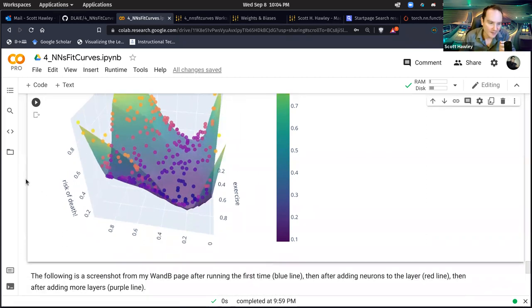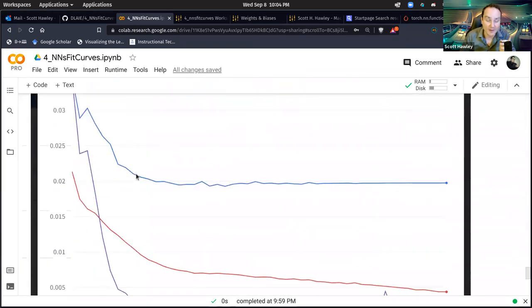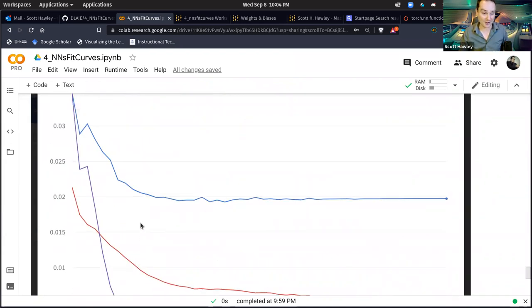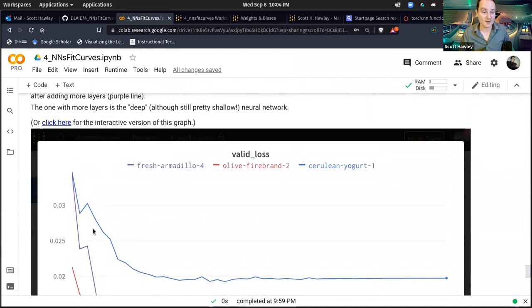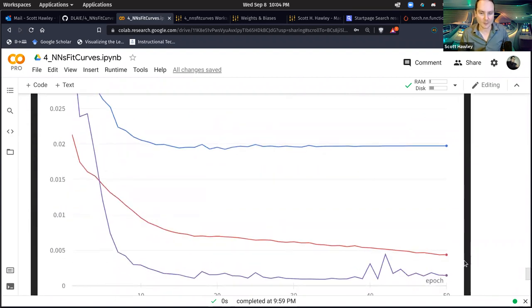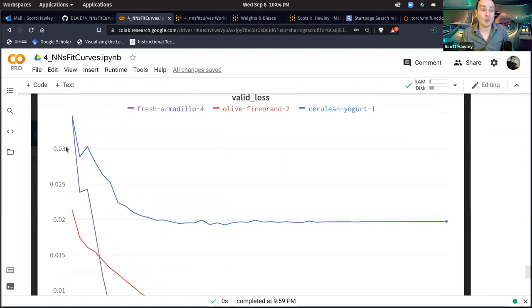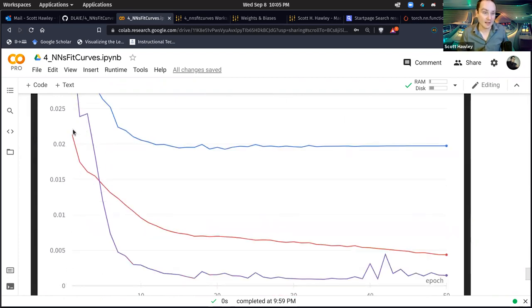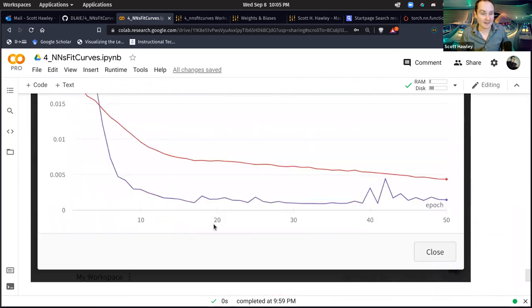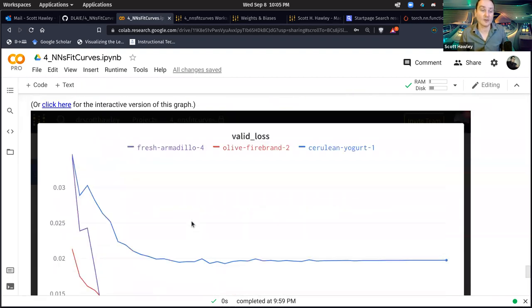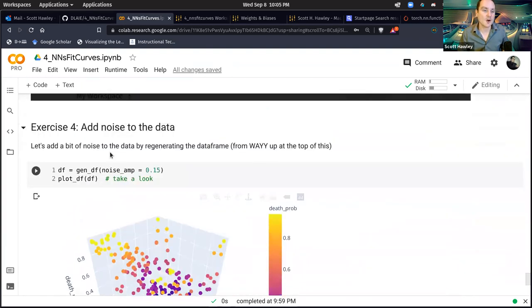So the next exercise, oh yeah, by the way, this is just a massive screenshot from three different runs. This was the first run with just the one layer and the 15 neurons. And then the red line was 100 neurons in one layer. And then the purple line was the multiple three layer model of 40, 40, 40. And notice it actually started higher, but it went down lower, a little bit of wiggling down there. But so this got us a lower loss. Good. Okay.